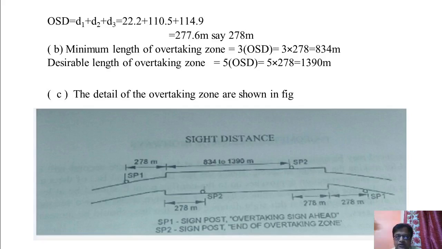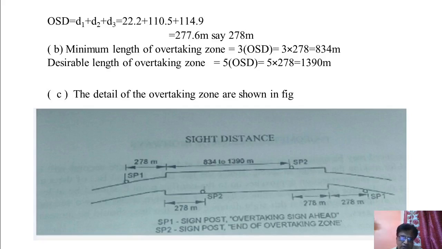Minimum length of overtaking zone. We just discussed it is 3 times the OSD. Since it is two-way traffic, we need to consider d1 plus d2 plus d3. Desirable length is 5 times OSD, that is 5 into 278 meter, so 1390 meter. Minimum length is 3 into 278, 834 meters.